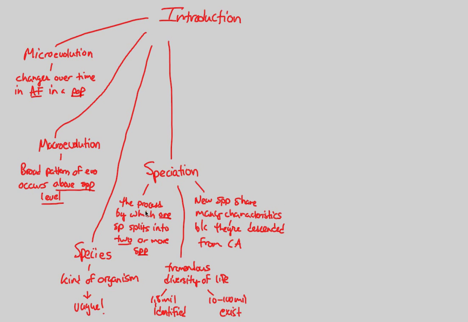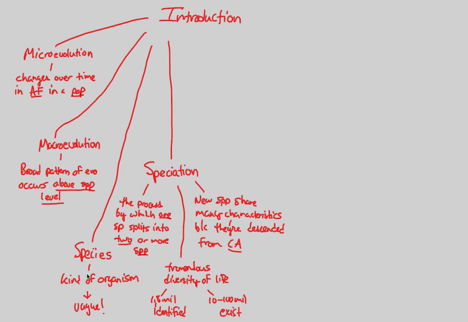Remember how we said speciation is the process by which one species splits into two or more species? When we have this speciation event, we're having a branching off from a common ancestor. We're going to see that more when we look at phylogenetics in a later lecture. But for right now, let's keep this idea of speciation in our heads, and we're going to relate it back to macroevolution soon enough.